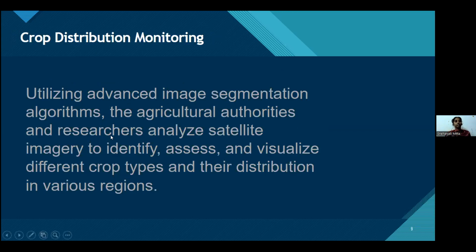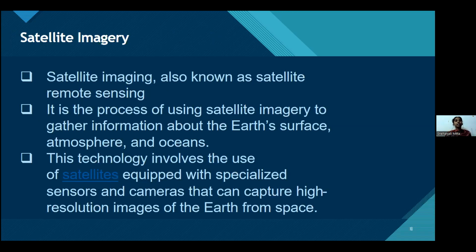Crop distribution monitoring. Utilizing advanced image segmentation algorithms, agriculture authorities and researchers analyze satellite imagery to identify, assess, and visualize different crop types and their distribution in various regions. Satellite imagery is also known as satellite remote sensing. It is the process of using satellites to gather information about the Earth's surface, atmosphere, oceans and many other elements. This technology involves satellites equipped with specialized sensors and cameras that can capture high-resolution images of the Earth from space.